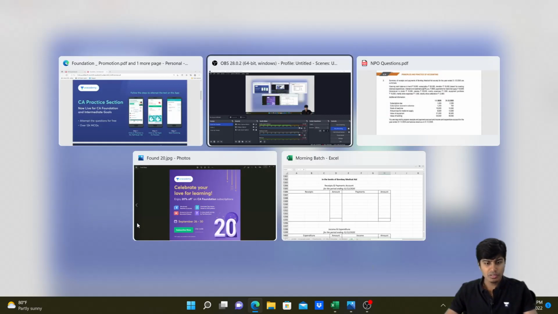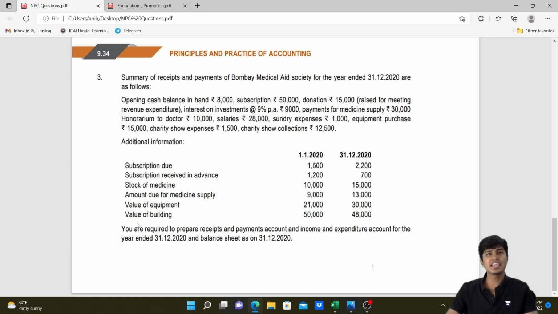So this question is picked from ICAI material. In the practice questions, this is question number 3. I regard this as a master one because it has every possible requirement that you can ask for from the question. You get that? So we'll get started with this question.